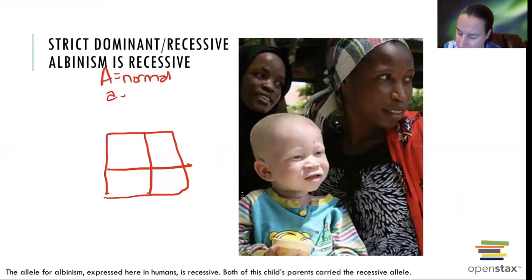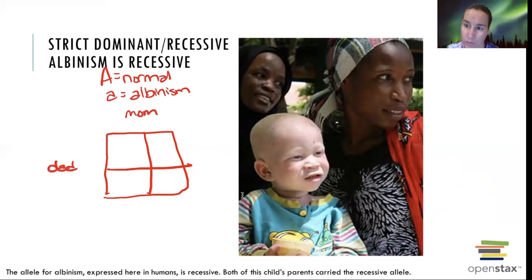And again, normal in the generic sense, because none of us are ever normal. Capital A would be normal pigmentation, lowercase a would be albinism, where you are lacking the melanin in your skin. So I'm going to say this is mom and this is dad.